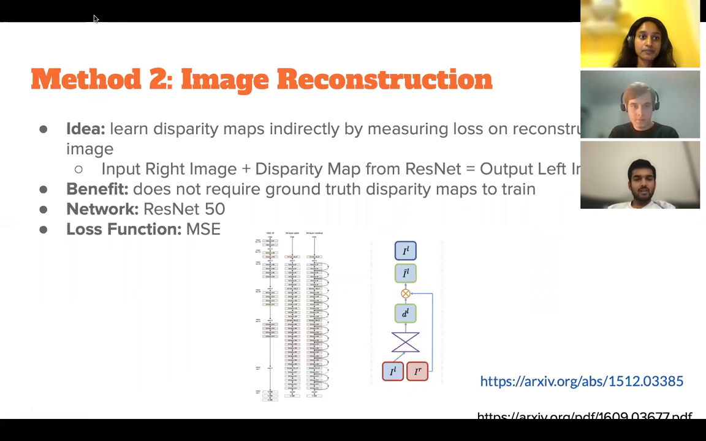Cool. So our second method is image reconstruction. Essentially, we want to see if we can learn a disparity map indirectly by measuring loss on a reconstructed left image as opposed to directly on the disparity map. So given a right image and given a disparity map from a network, we should be able to reconstruct a left image. The benefit of this technique is that it does not require ground truth disparity maps for training. The network we used is ResNet 50, and the loss function we used is MSE.